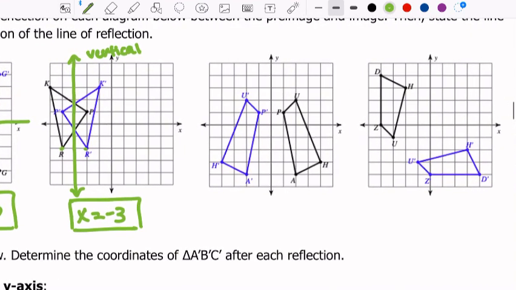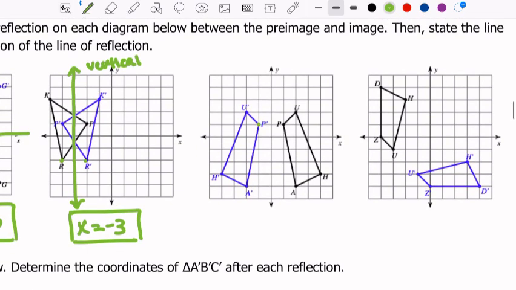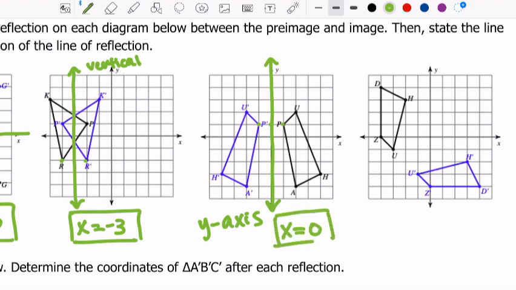All right, looking at this next one, okay, again, hopefully we're starting to get the hang of it a little bit. We're looking for the line that's directly in between these two shapes. If I'm looking at P prime and P, this is the point that's directly in between. So here's going to be my line of reflection. So that is for sure the x-axis. Wow, just kidding, that's the y-axis. Okay, that's the y-axis. And so if I write the equation of it, it's a vertical line. And so I think that's going to be x equals 0.